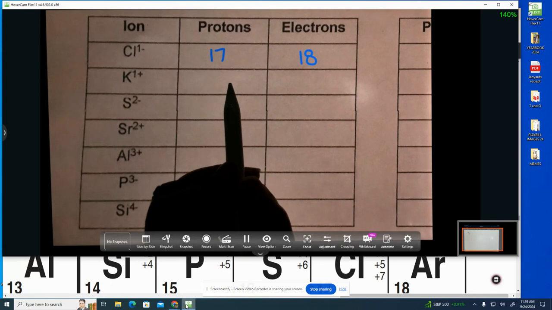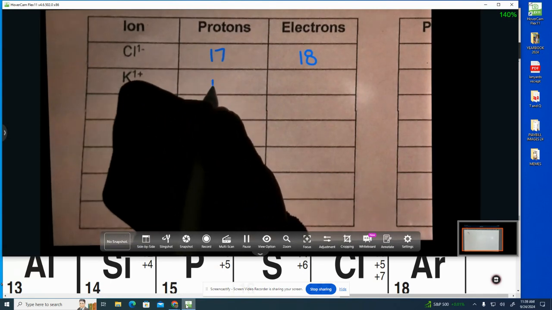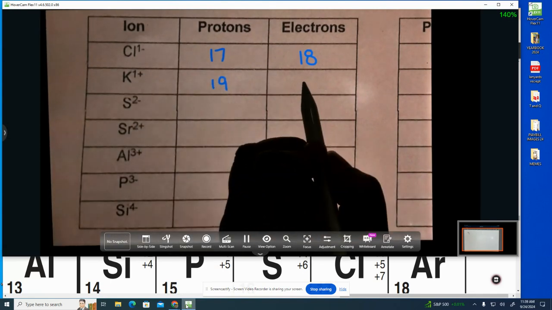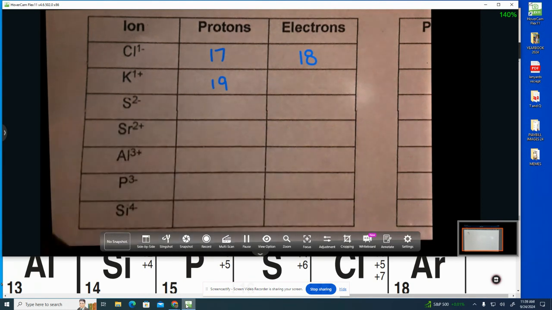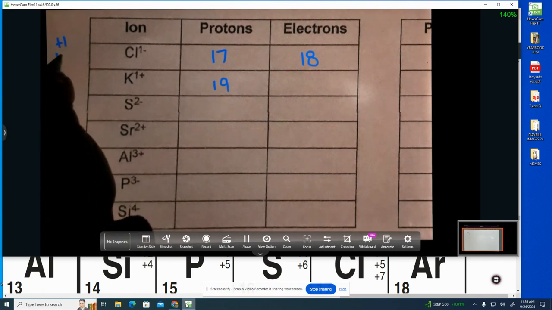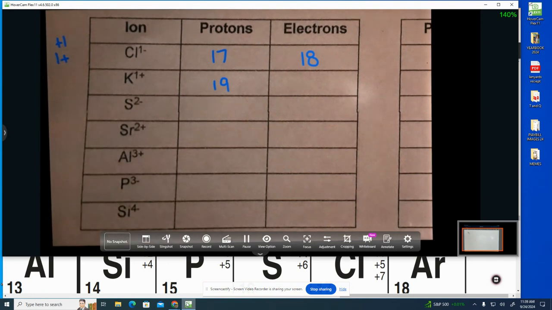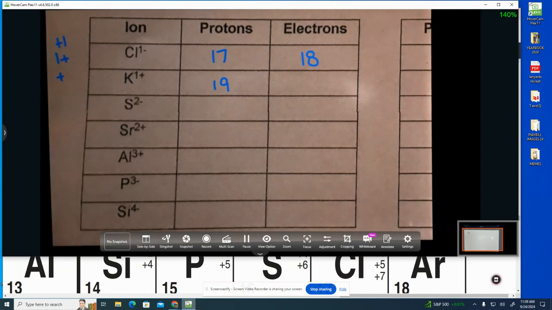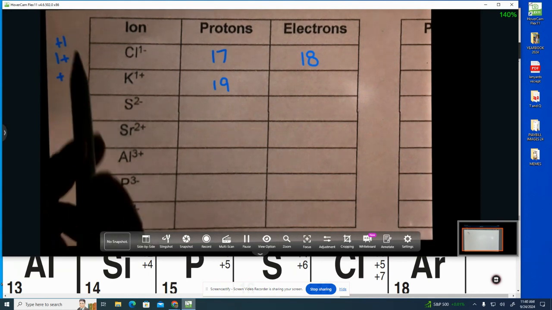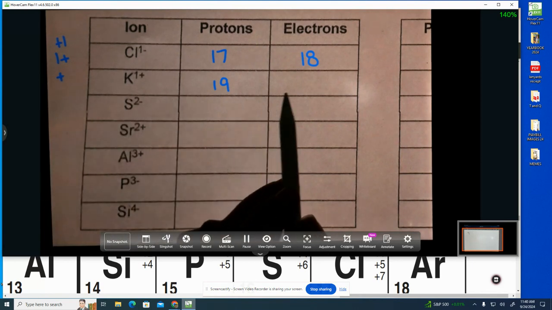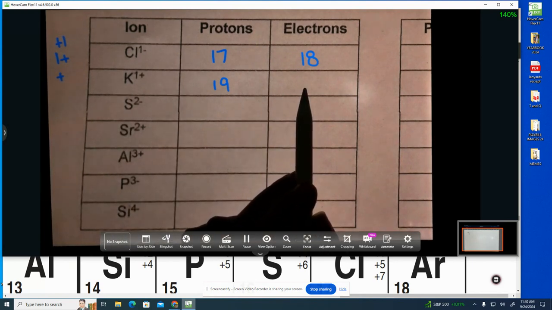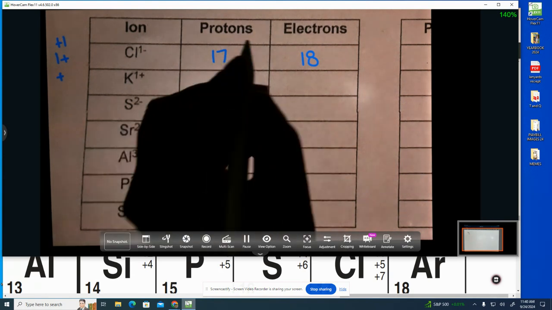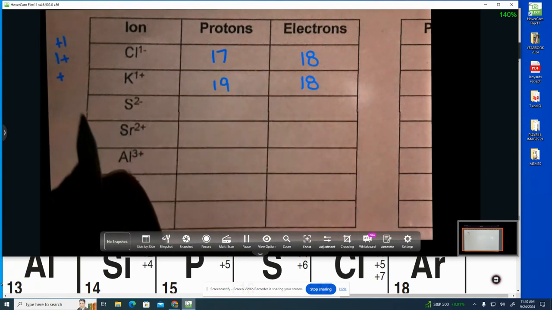Potassium. How many protons? 19. Okay? That means it's positive 1 charge. Keep in mind that sometimes they write +1, sometimes they write 1 plus. It's the same thing. Don't worry about it. They can even write just the plus sign, and that means +1. Okay? So just keep in mind that that sometimes happens. How many electrons does potassium +1 ion have? 18.